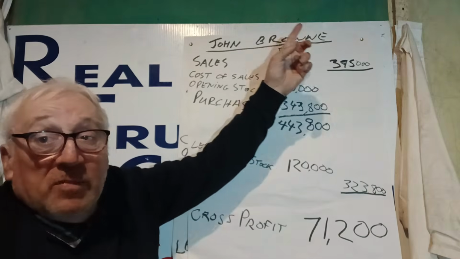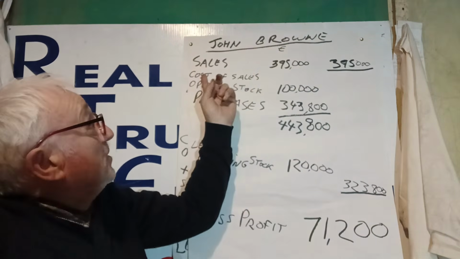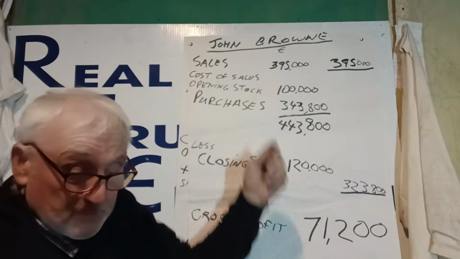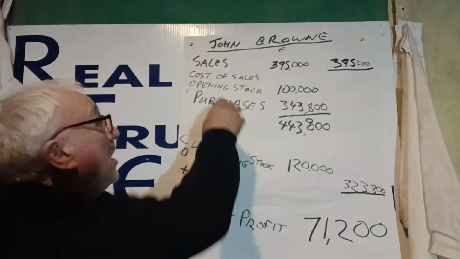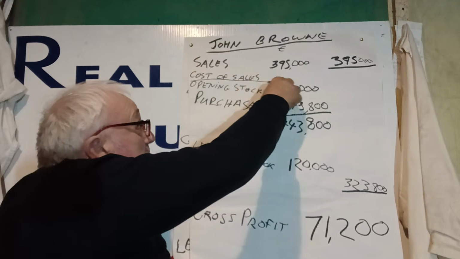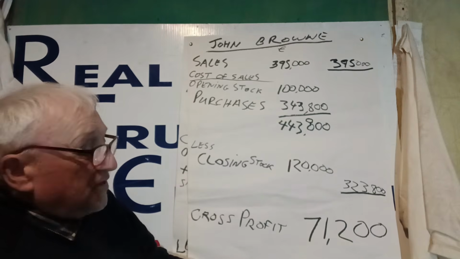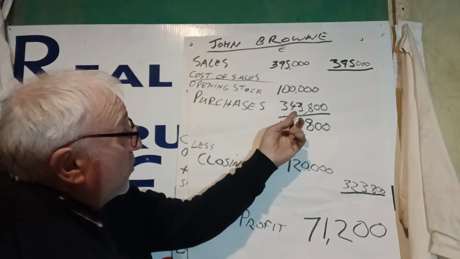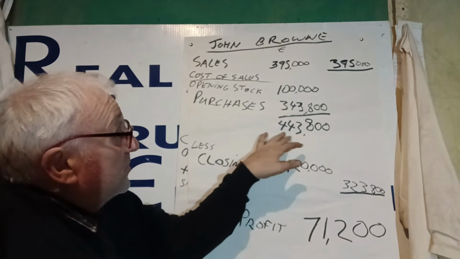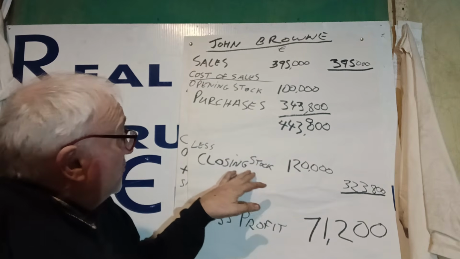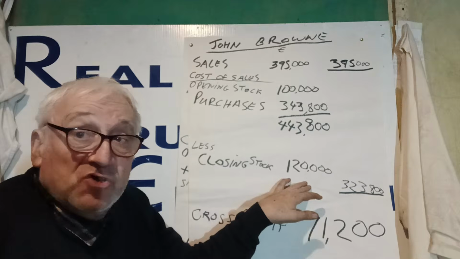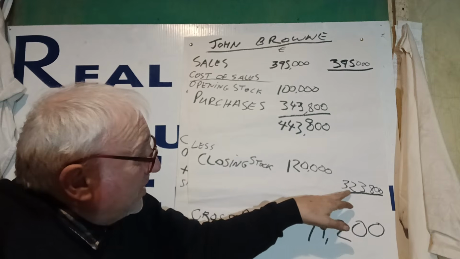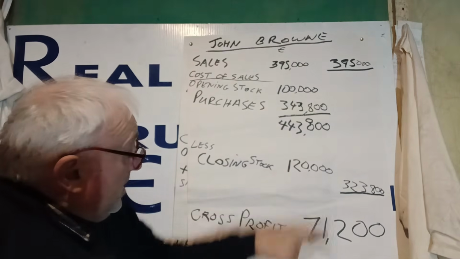Your John Brown, whatever it is, shoe shop, sales, 395,000. Cost of sales, put a line under this. So you take away the cost. How did those sales cost you? Opening stock is 100,000. So you sold all of them, so they're cost. Purchases, you bought 343,800. Total cost of sales is 443,800. The closing stock, what you have left, which is yours, you can do what you like with it, is 120,000. Take the 120,000 from this and that gives you 323,800.